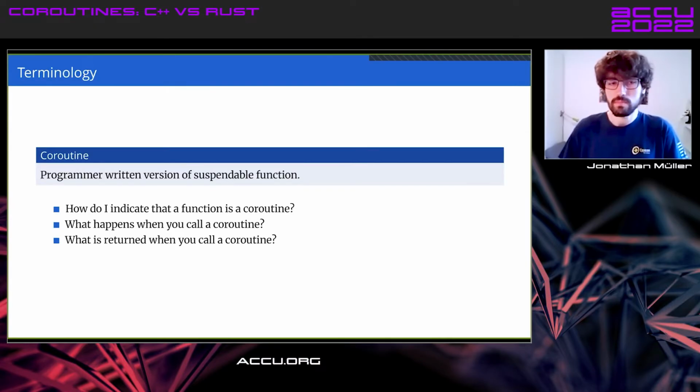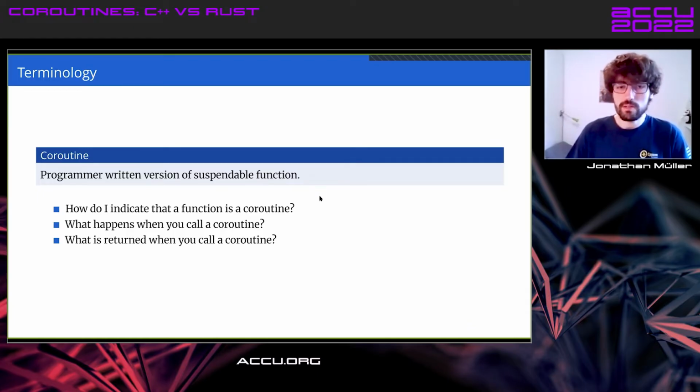So a coroutine. A coroutine is a function that can be suspended and later resumed. And here I'm limiting the term to mean the programmer written version of a suspended function. So a coroutine is the thing the programmer writes that is suspendable.